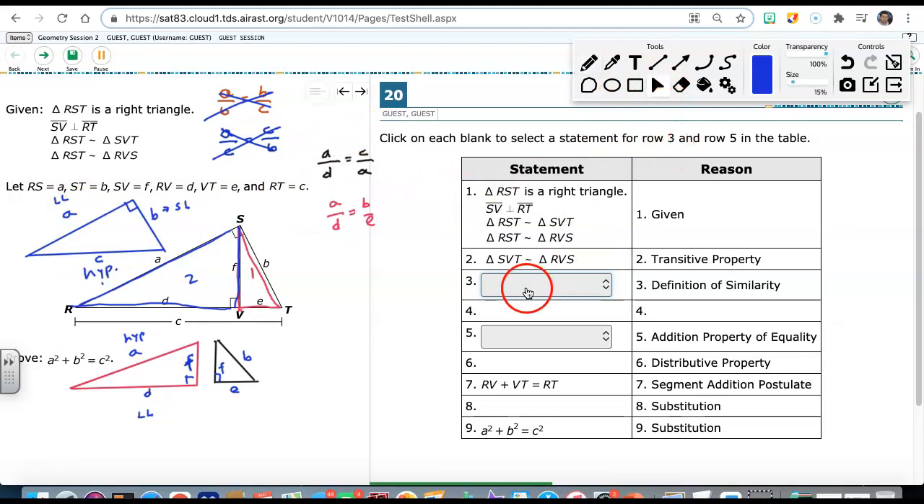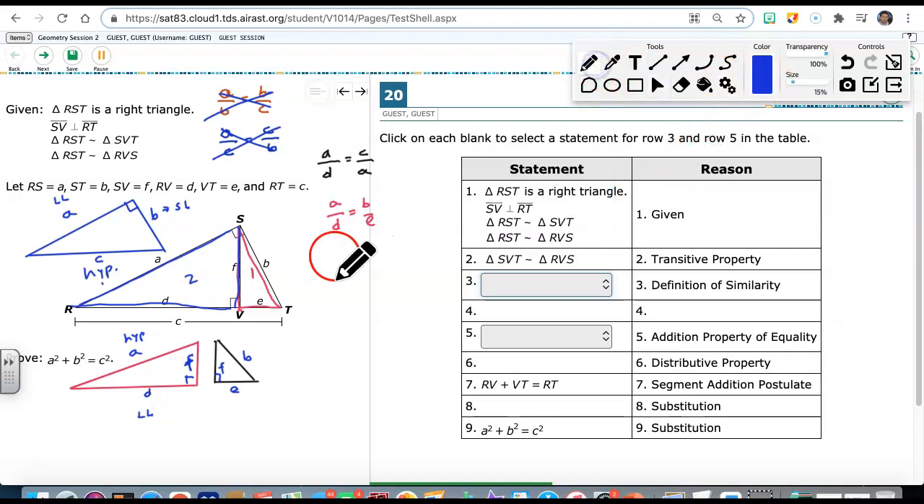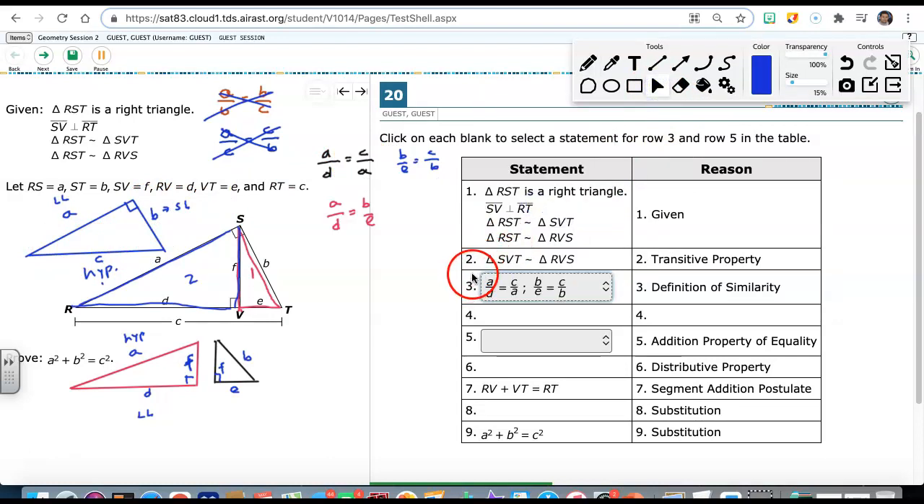Let's check statement number 3. B is to E like C is to B. Let's check that one. B is to E. Hypotenuse, short leg, like C is to B. Hypotenuse, short leg. Yes. So my statement right here is the third one. Makes sense. Excellent. Now here it says addition property of equality.